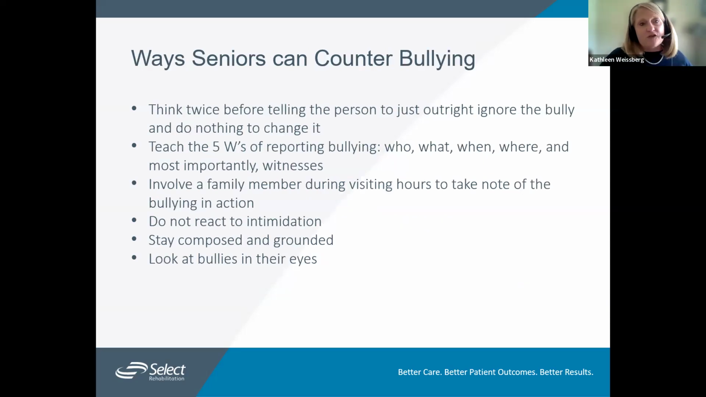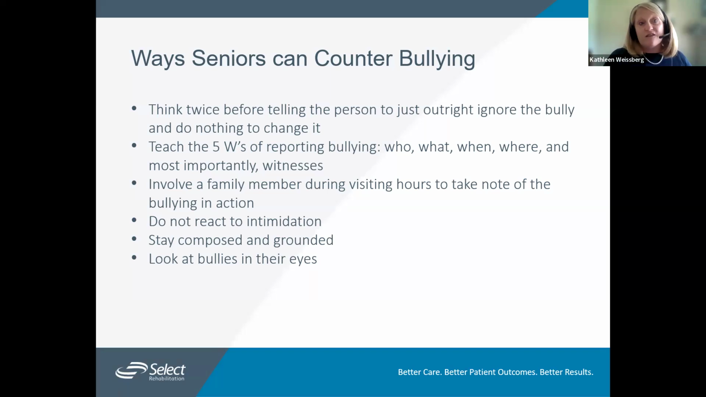Some other ways that seniors can counter bullying. So again, think twice before we tell somebody to just ignore them. Not the right answer. Now, we can certainly teach them, hey, somebody is doing this to you. You can say something, turn around and walk away. That's one thing. But just ignoring them is not the right answer because that bullying is going to get far worse before it gets better. So again, what we have to teach is that statement that they come back with.